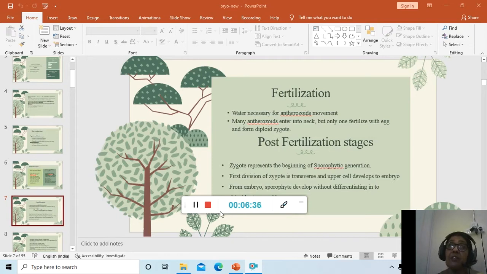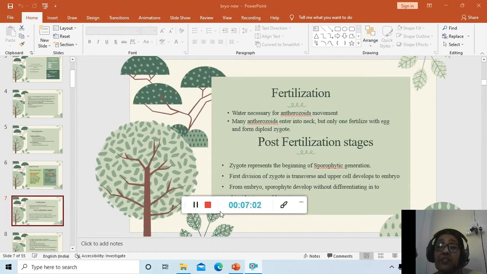That means the sporophytic generation is diploid and the gametophytic generation is haploid. In the case of bryophytes, gametophytes are totally independent, and the sporophyte is dependent on the gametophyte. The gametophyte is haploid and the sporophyte is diploid.